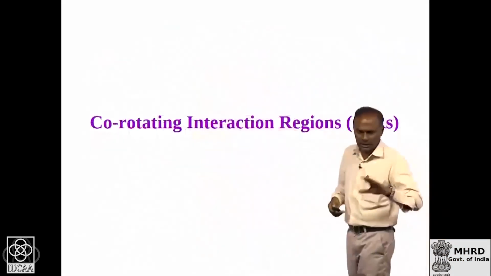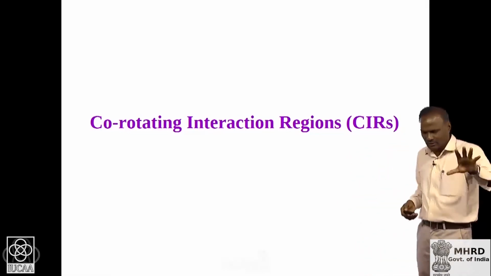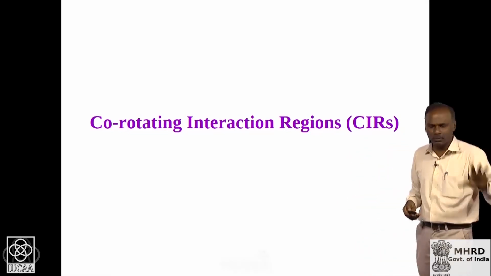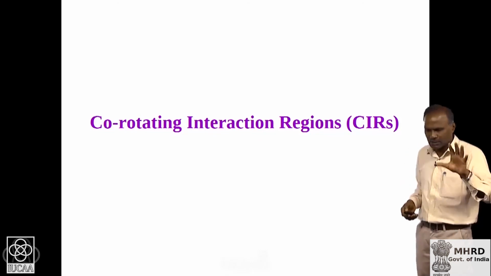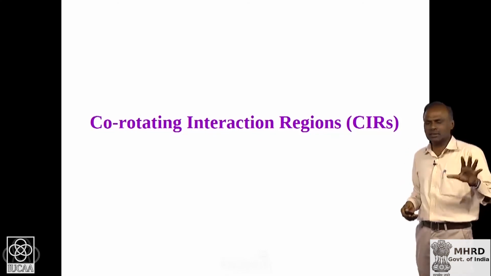The co-rotating interaction: we saw some properties of the ambient solar wind, how it is accelerated, and we saw some properties of the coronal mass ejection coming from the Sun.